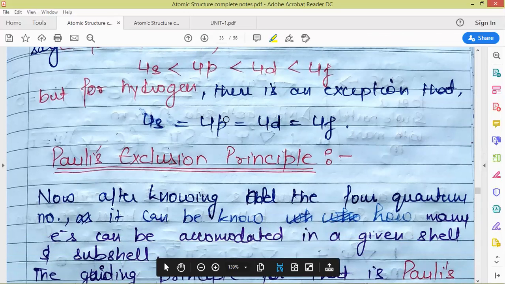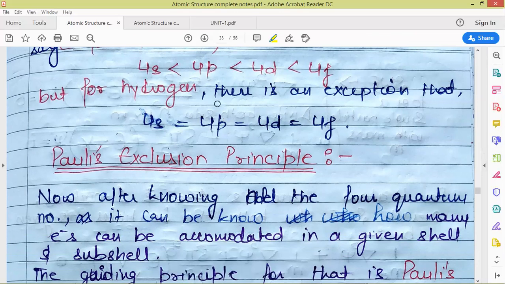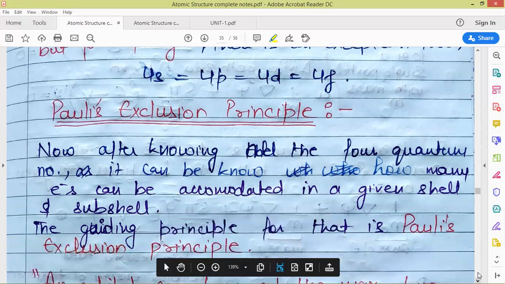This is based upon Slater's rule, where we'll be discussing the single electron species and the multi-electron systems. Based upon that, it can be defined very easily. So this we'll discuss later.